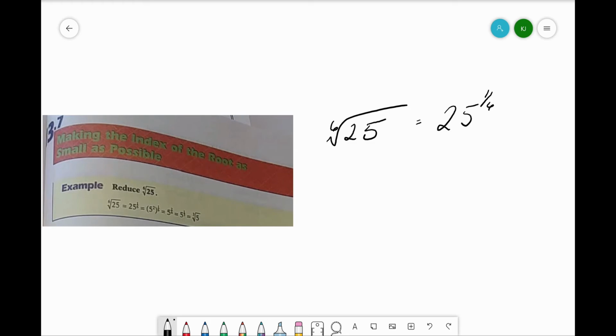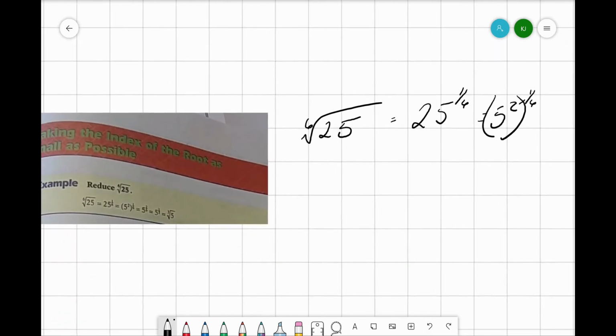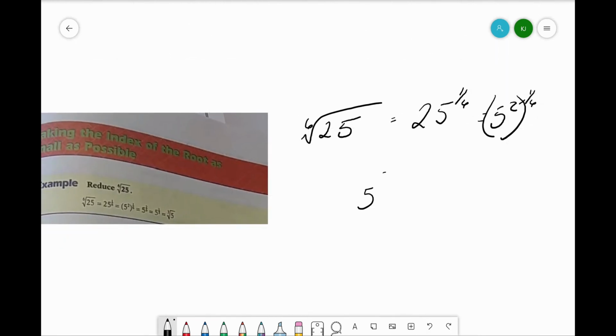And 25 is just 5 squared to the power of 1/6. So then, when we multiply these together like we know to do, we end up with 5 to the power of 2 over 6. Well, 2 over 6 we can reduce down to 1/3. And so now that gives us the cubed root of 5. And if you were to plug that into your calculator, you'd find that it's the same answer as the 6th root of 25.